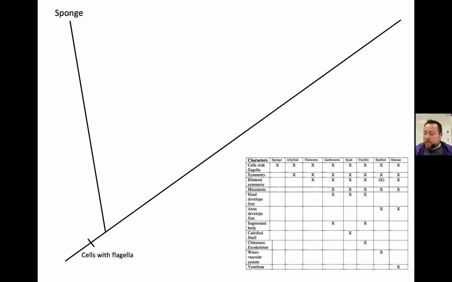Okay, as we are going through and taking a look at that, I need to look at our characters and determine which organism has the next least number of things in common. So when I take a look at this, the jellyfish is the next organism that only has 2 characters in common. So it has cells with flagella, but it also has general symmetry. Okay, so that means I'm going to add the jellyfish in, and so our character is listed between the sponge and the jellyfish, indicating the sponge does not have symmetry, but the jellyfish does.